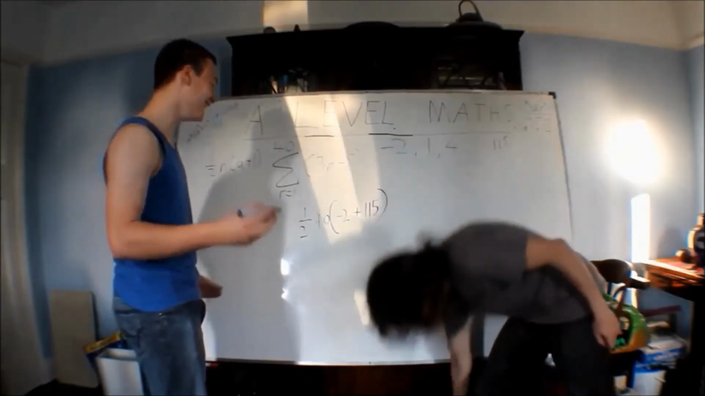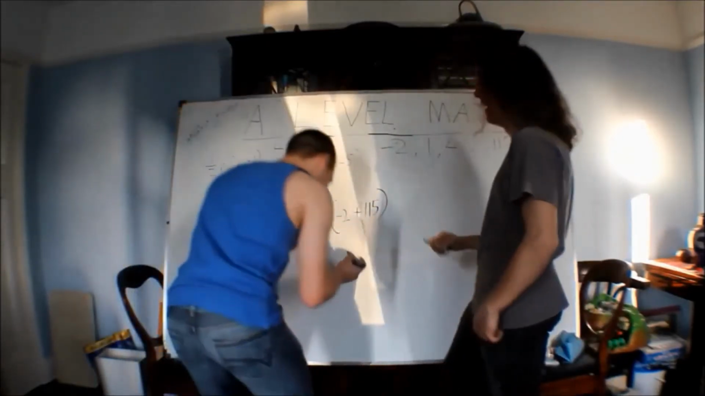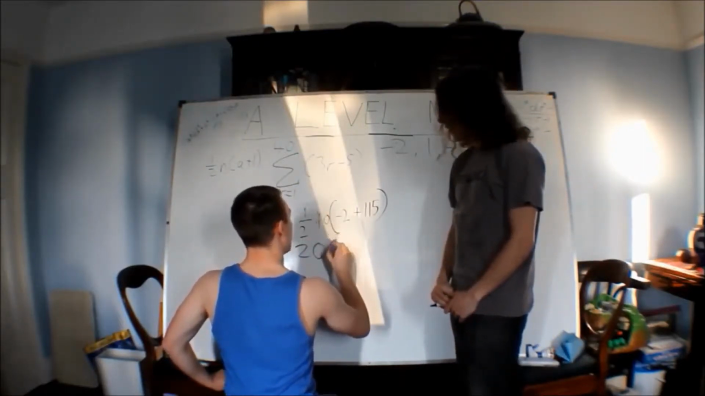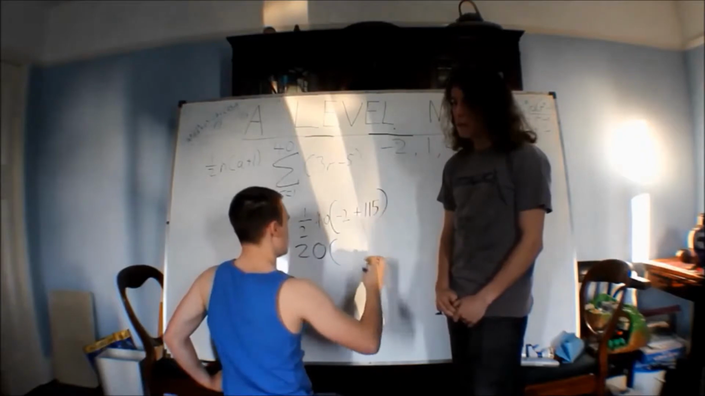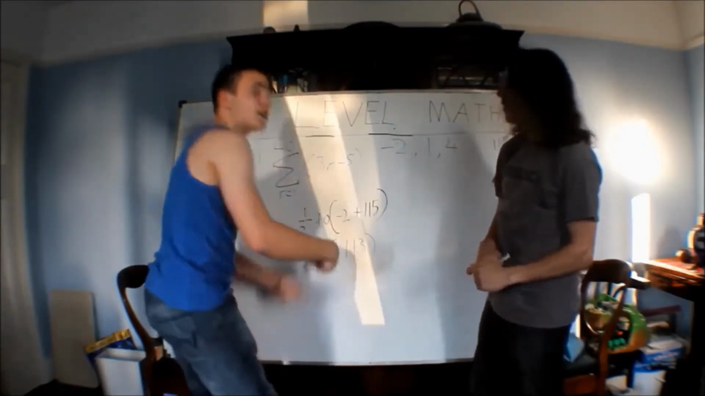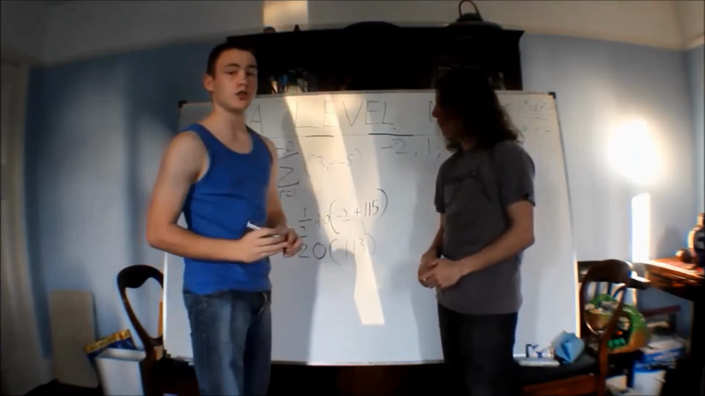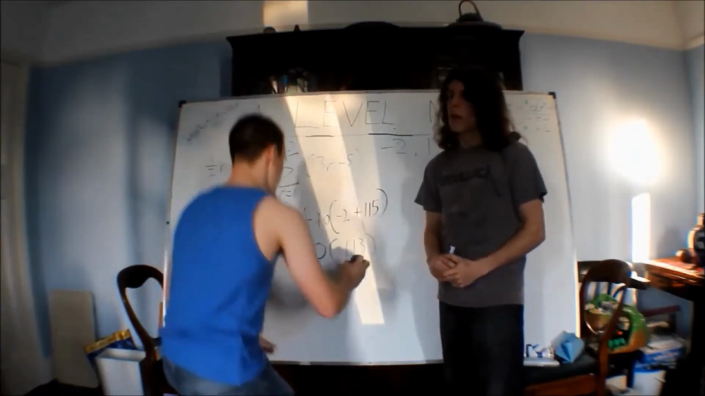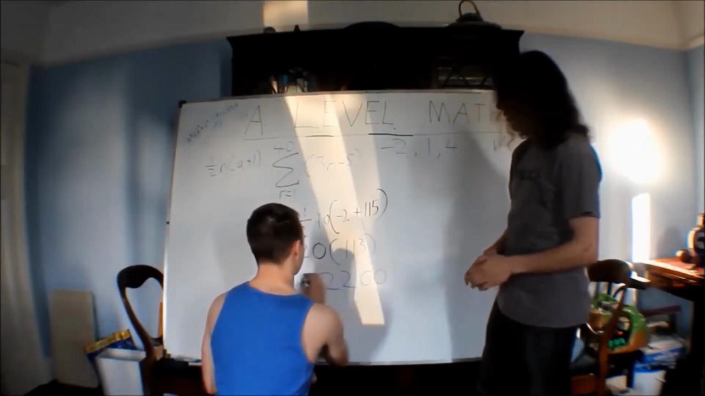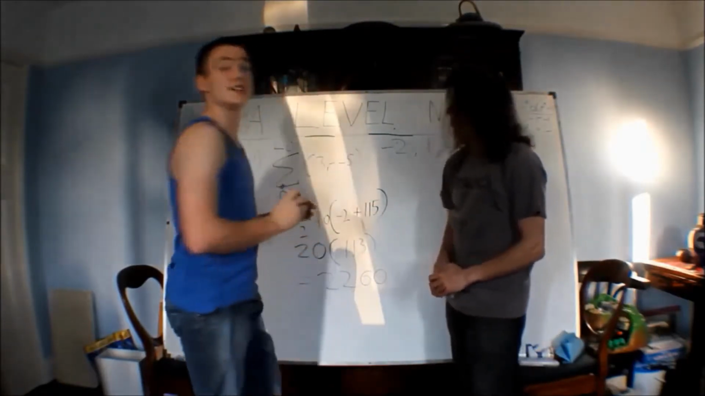So what we're going to have is 20 times 115 minus 2, which is 113. 10 times that is 1130, so times it by 2 is 2260. Yes, well, that is the answer.